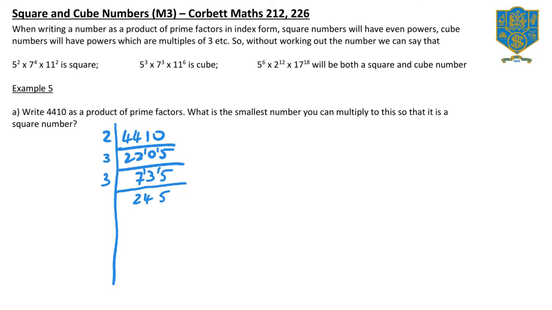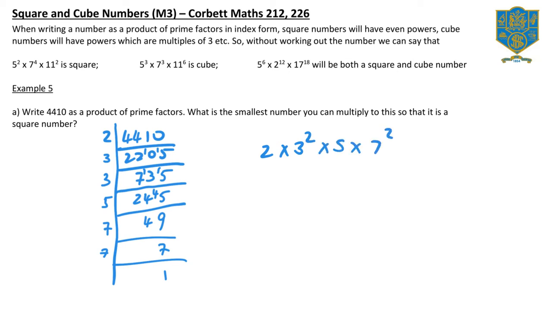Doing the digit sum this time gives 11, so it's no longer divisible by 3, so we can go to 5. So dividing 245 by 5, so 5 into 24 goes 4 times, remainder 4. 5 into 45 goes 9. That's not divisible by 5, but we should know that that's divisible by 7. And 7 into 49 goes 7 times. Again, we can divide by 7 to get 1. So we always try and get down to 1. So 4,410 is 2 times 3 squared times 5 times 7 squared.